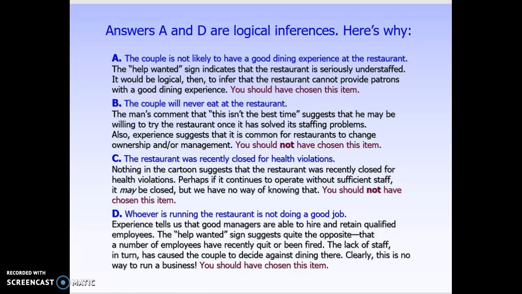And with the help wanted sign, it suggests the opposite, that there are a number of employees that have been fired or quit. So the lack of staff has caused the couple to decide against dining there. It's no way to run a business. So A and D are logical inferences.